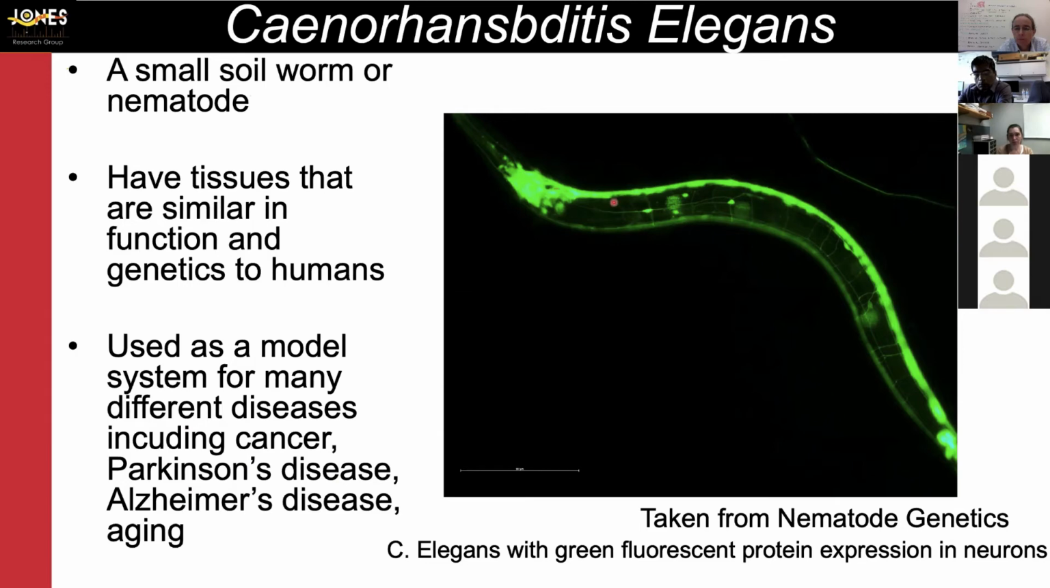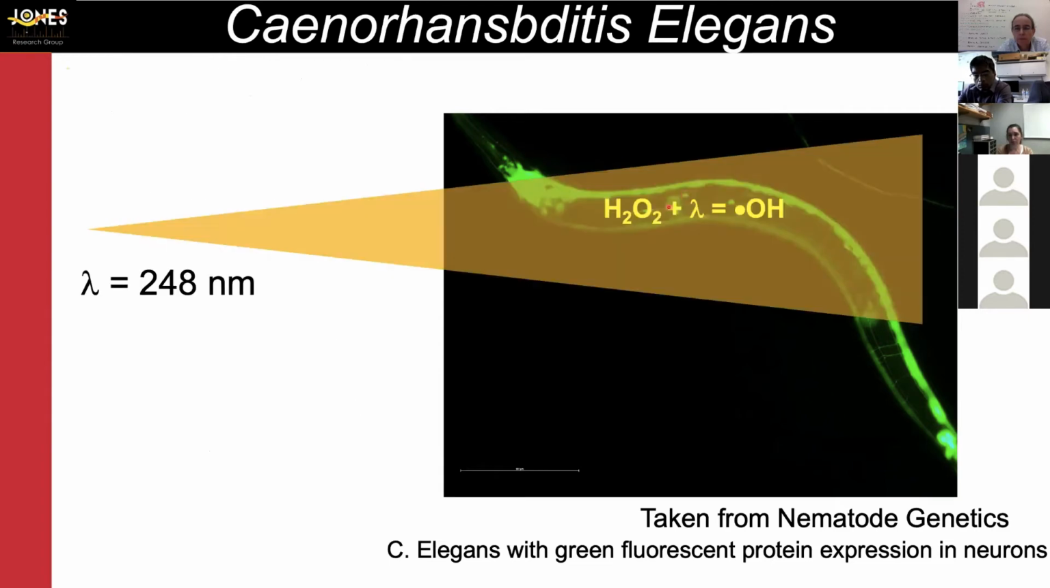This is a transgenic worm that expresses GFP in its neurons. As you can see, the worm is transparent, so we can get our laser light inside the worm. The worm will uptake H2O2 through its skin. It will also ingest it. That means we can generate hydroxyl radicals inside the animal and be able to do structural studies.